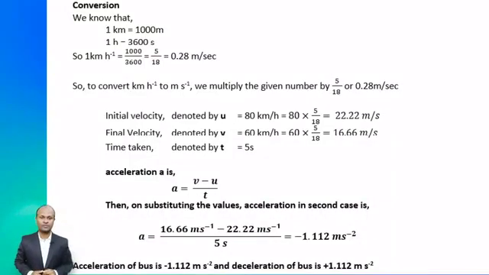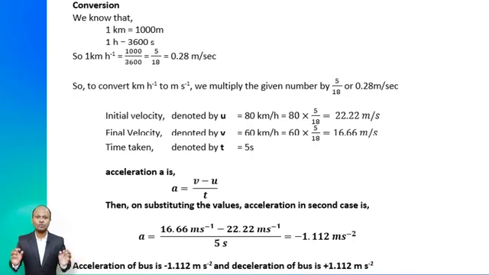The SI unit of distance is meter and the SI unit of time is seconds. This is according to the International System of Units. Now let's do the conversion. We know that 1 kilometer is equal to 1000 meters and 1 hour is equal to 3600 seconds. So 1 kilometer per hour is equal to 1000 divided by 3600, that is equal to 5 by 18 meter per second. So in order to convert kilometer per hour to meter per second, we should multiply the given number by 5 by 18.